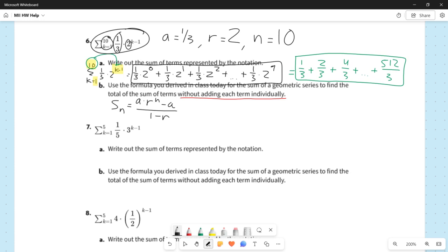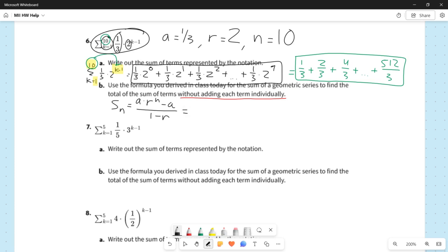I will say as a shortcut, with sigma notation, if you start at 1, then this value will be n. But that's only if you start at 1. If you do not start at 1, your n value is not the number above the sigma. It's something else. You need to calculate it. But if you start at 1, which it looks like we're always doing, which is nice, then your n value is just whatever the top number is, which is 10.